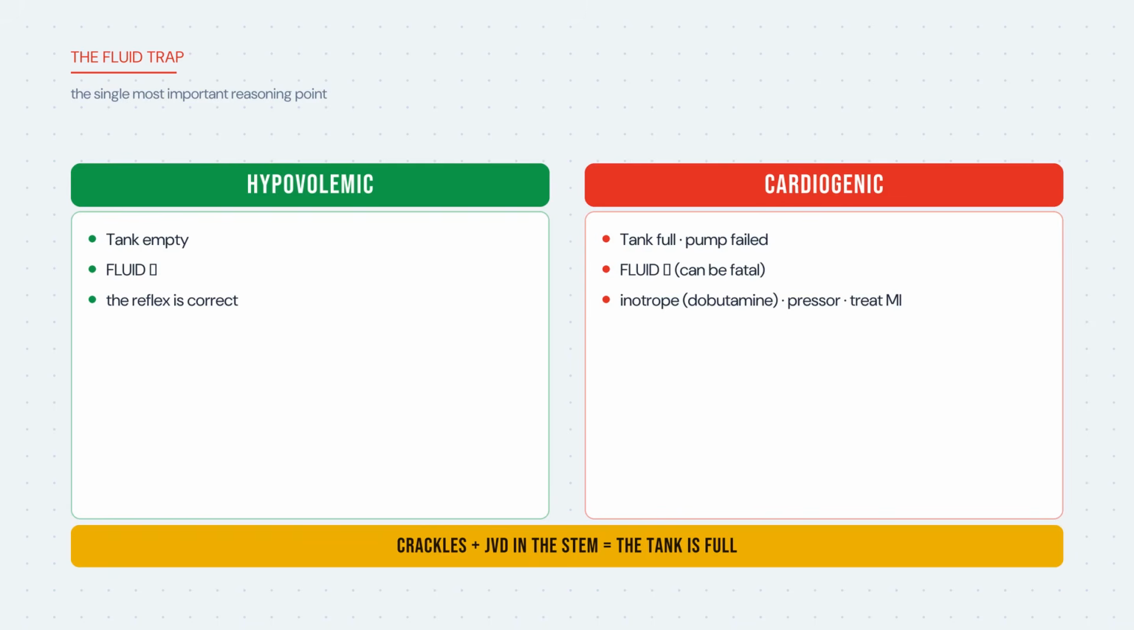What this patient needs is help with the pump. Inotropes like dobutamine to improve contractility, sometimes a vasopressor like norepinephrine to hold the pressure up, treatment of the underlying infarct, and often mechanical support. This is exactly why the exam gives you crackles and jugular venous distension in the stem. Those two findings are there to tell you the tank is full.